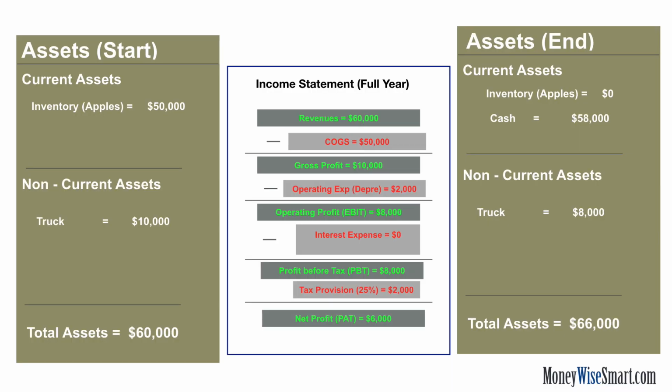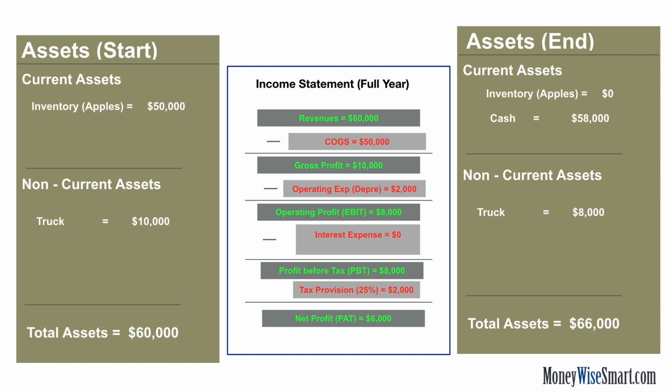So I start the business with $50,000 worth of apples, which I bought from the farmers, and a second-hand truck, which cost $10,000. So my total assets is $60,000. In the year, I sold the entire inventory and generated $10,000 of gross profit. Let's assume my total operating expense, which involves depreciation, maybe some running expense, it's $2,000. The operating profit is $8,000 and the tax provision is 25%, which is $2,000. So I generated a net profit of $6,000.